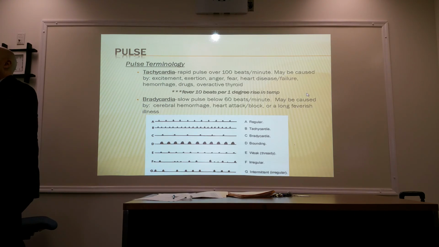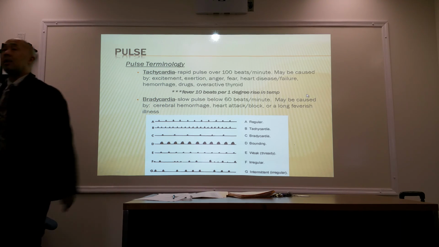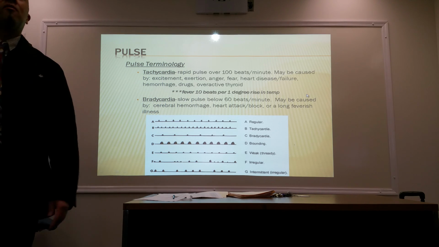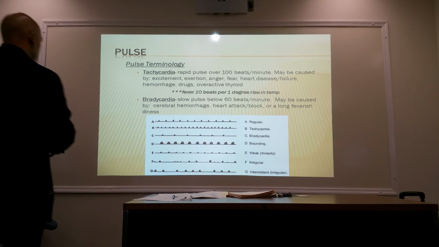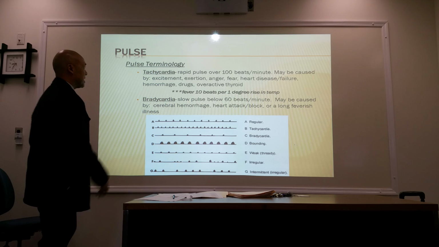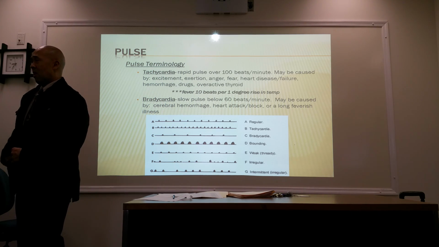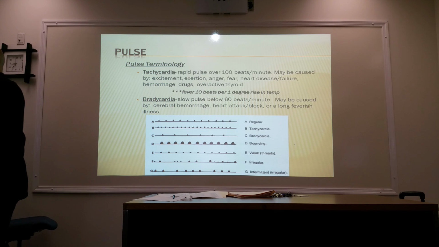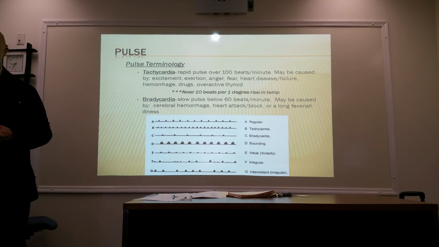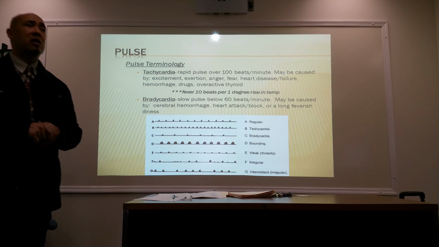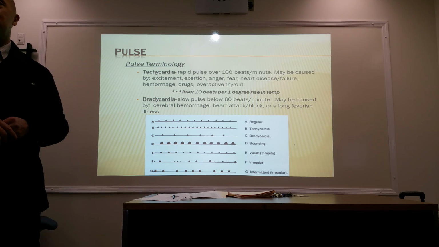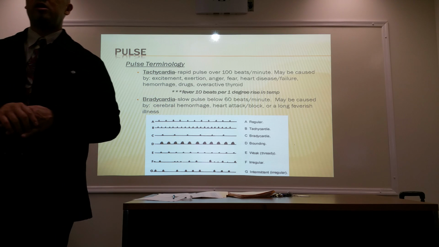Okay, some pulse terminology. Tachycardia. Normal beat is between what? 60 to 90. 60 to 90, all right? So tachycardia is anything over 100 beats per minute. This can be caused by excitement, exertion, anger, fear, heart disease, heart failure, hemorrhage, drugs, and an overactive thyroid. Okay? These are some of the things that will increase your heart rate over 100 beats per minute, tachycardia.